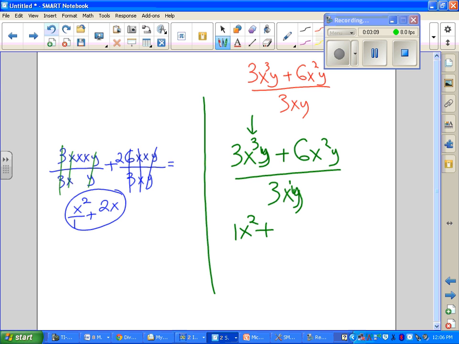Second term, do the same thing again. 6 divided by 3 is 2. X squared divided by x. 2 minus 1 is 1. And the y's cancel out. Either way, you get the same thing.